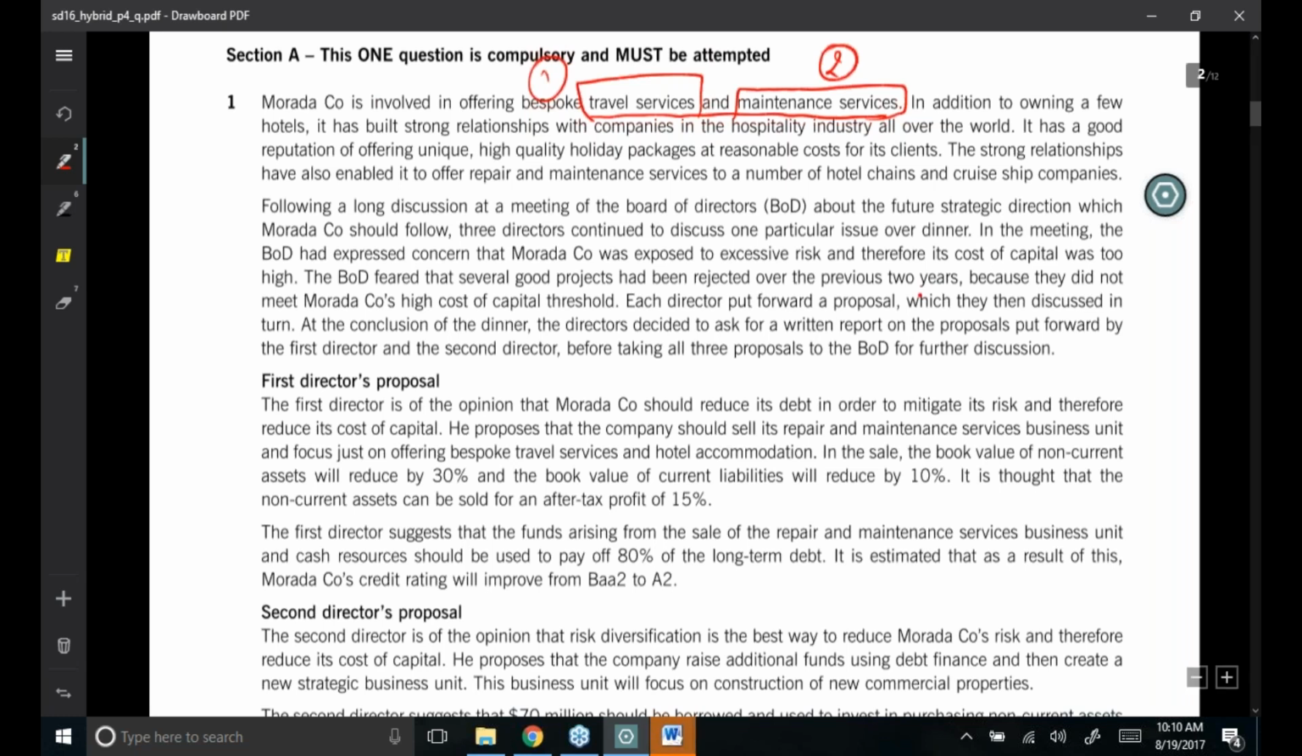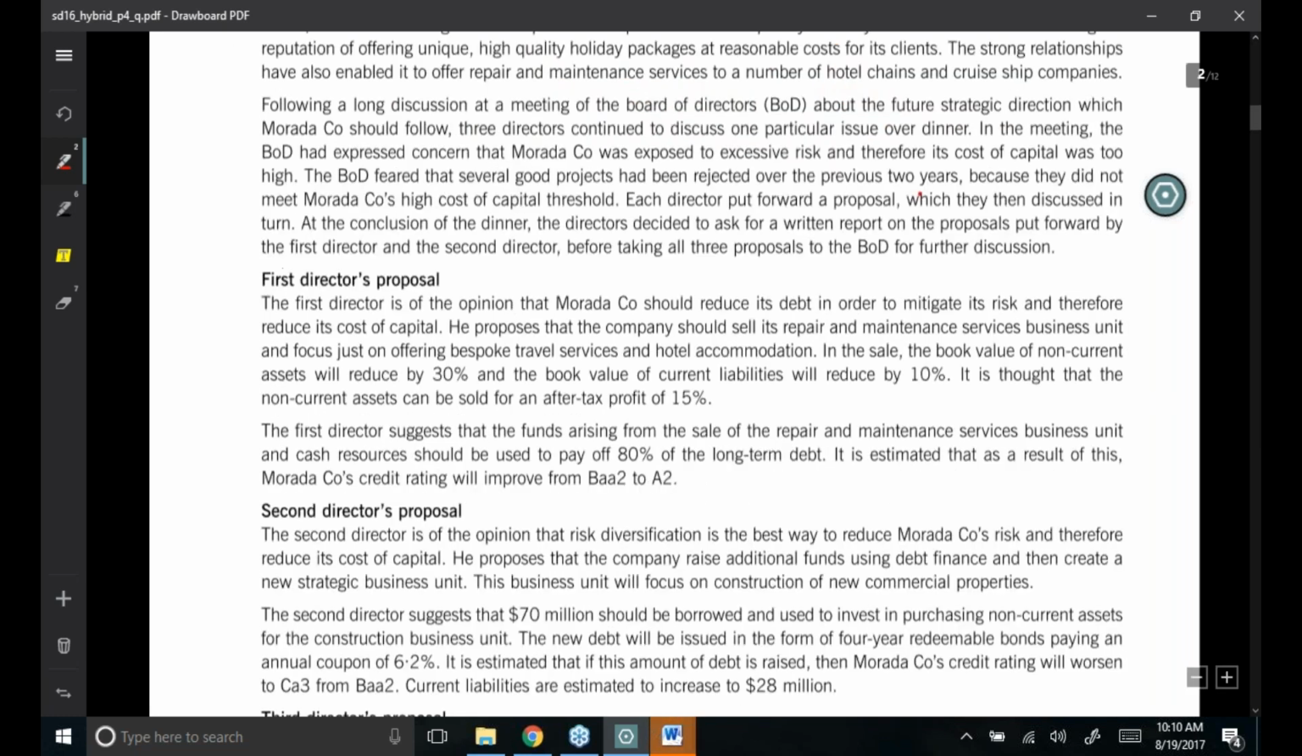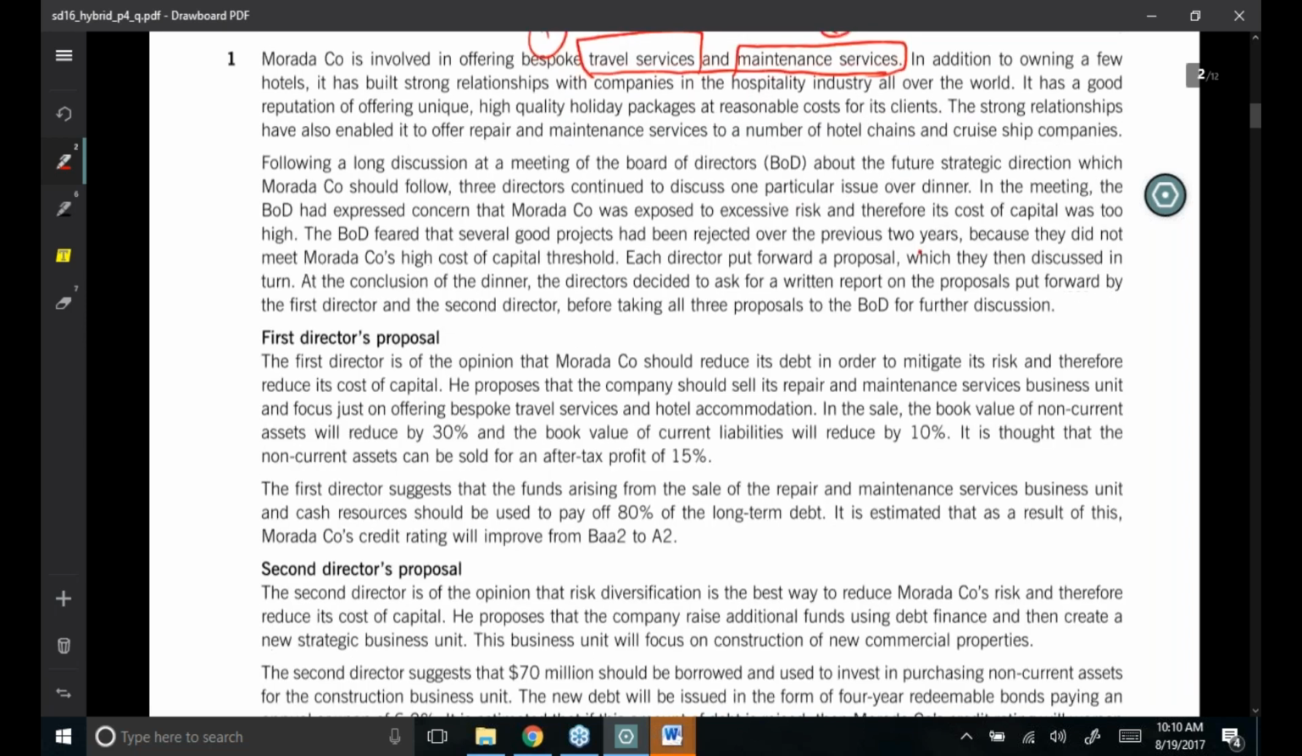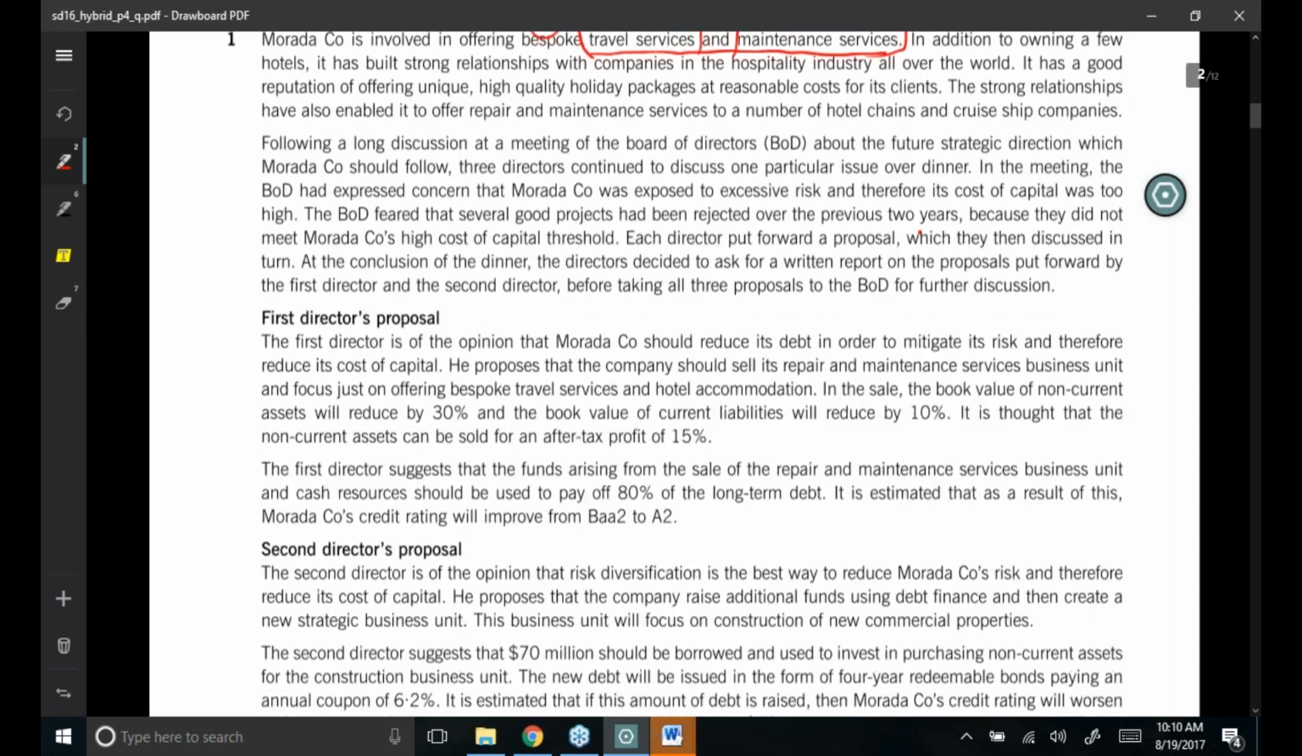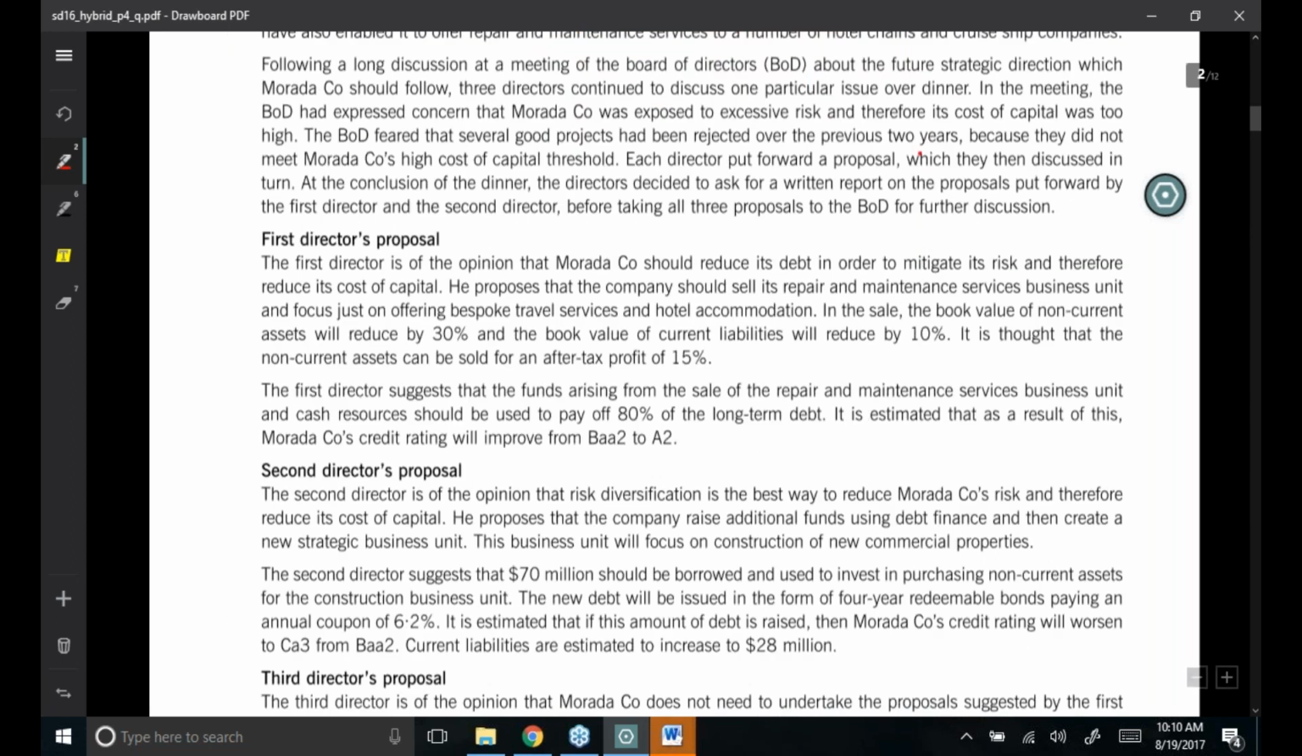Each director put forward a proposal. These are the different proposals of the directors, and we have to evaluate them. So let's start with the first director's proposal. The first director is of the opinion that the company should reduce its debt in order to mitigate its risk and therefore reduce its cost of capital. He proposes that the company should sell its repair and maintenance services business unit and focus just on offering bespoke travel services and hotel accommodation. In the sale, the book value of non-current assets will reduce by 30%.